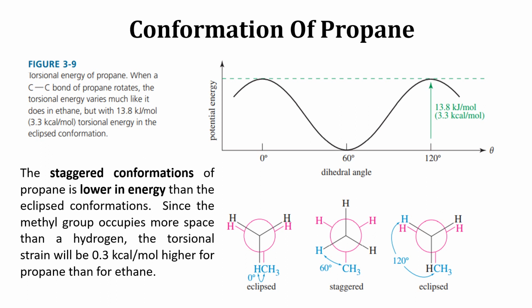Conformation of propane. Propane is a 3-carbon alkane with formula C3H8. The figure at the bottom represents a Newman projection looking down one of the carbon-carbon bonds. The graph shows the torsional energy of propane as one of the carbon-carbon bonds rotates. The torsional energy of the eclipsed conformation is about 13.8 kilojoules per mole, only 1.2 kilojoules more than that required for ethane. Apparently, the torsional strain resulting from eclipsing a carbon-hydrogen bond with a carbon-methyl bond is only 1.2 kilojoules more than the strain of eclipsing two carbon-hydrogen bonds. The staggered conformation of propane is lower in energy than the eclipsed conformation. Since the methyl group occupies more space than a hydrogen, the torsional strain will be higher for propane than for ethane.